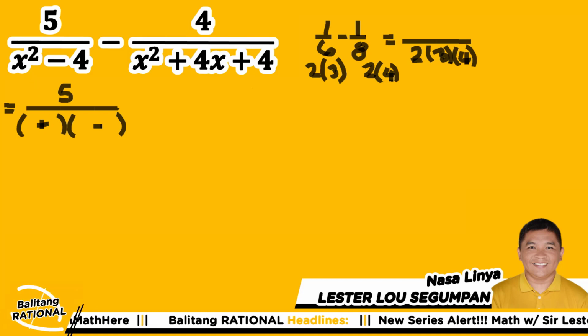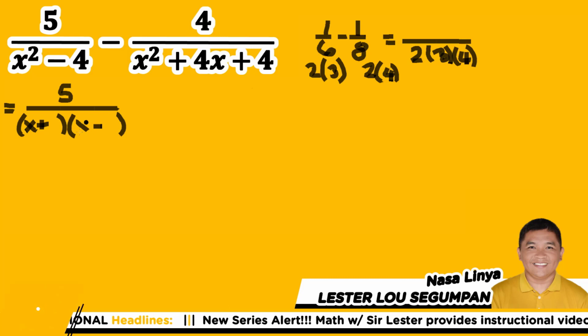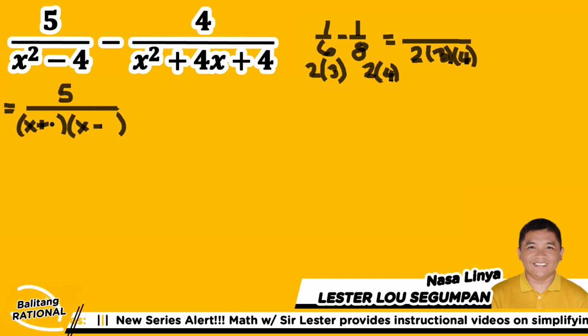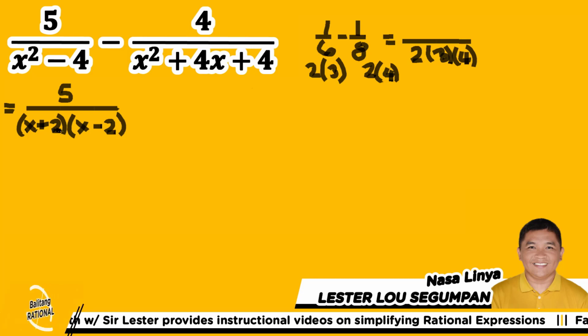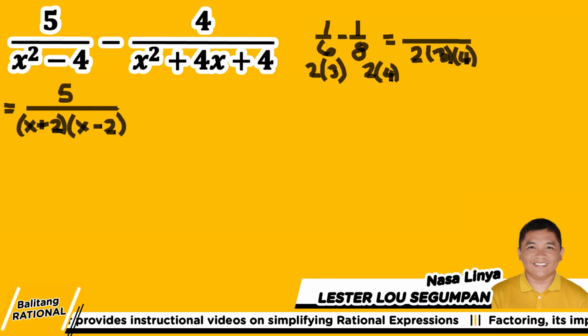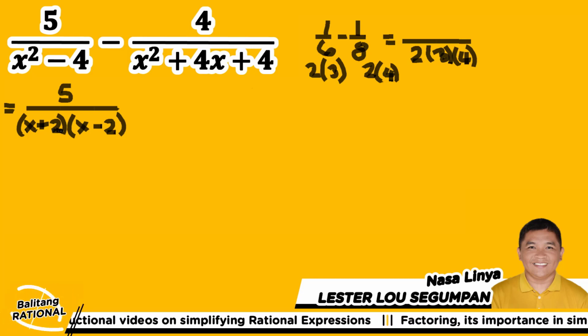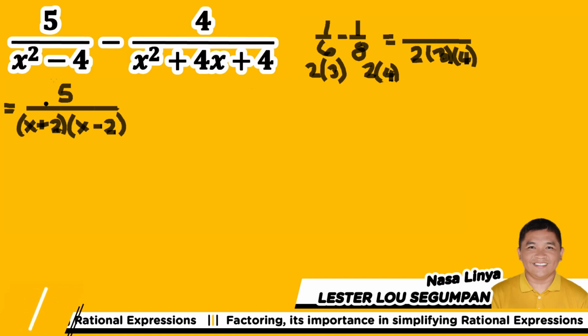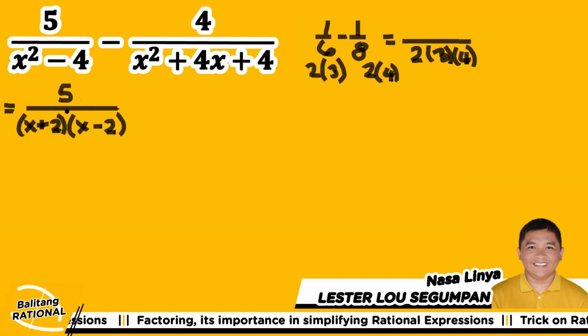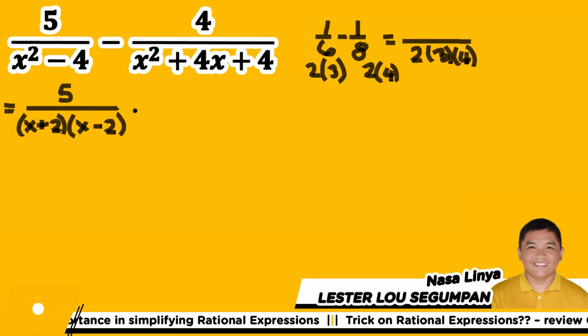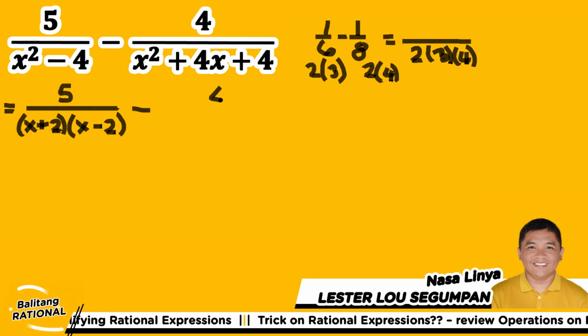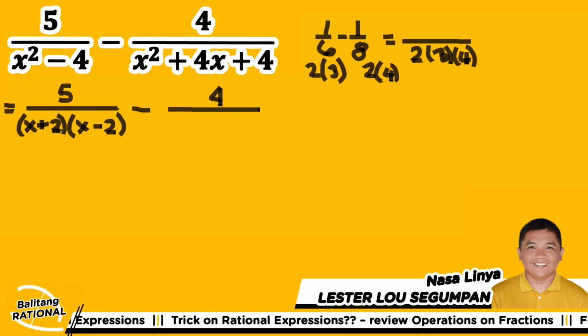We do it like this. Take the square root of x squared, that's x. Yun din po ang ilalagay dito. Take the square root of 4, that's 2, and 2 here. So these are now the factors of our first denominator. Now, aside from the LCD later, another purpose of our factoring is baka may makita tayong pwedeng makancel. Pero since our numerator is just 5, so wala pa tayong makacancel dito. Let's continue with the second. So it's still 4 over this expression.